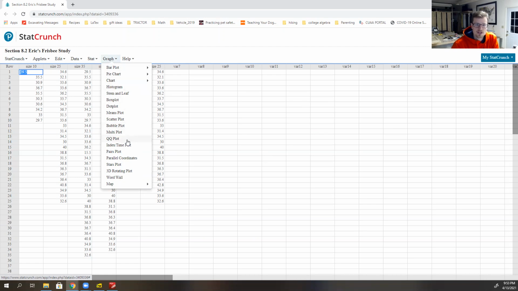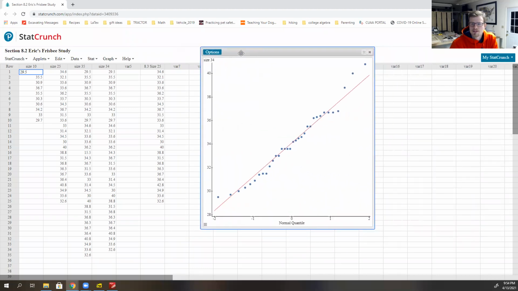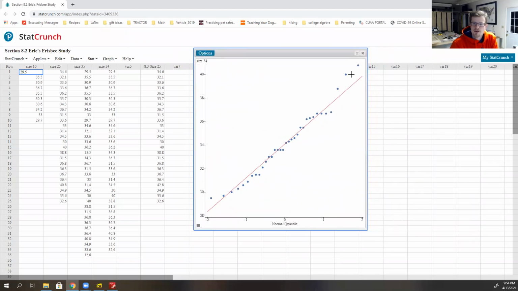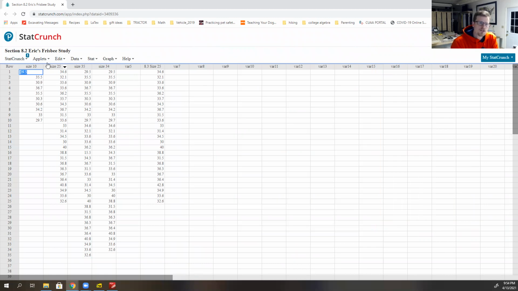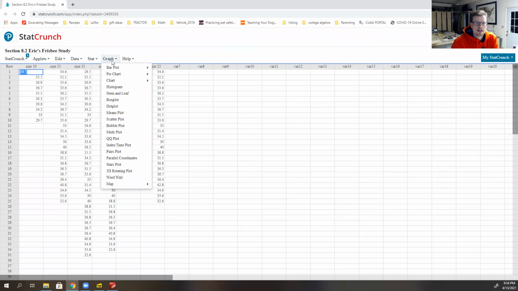we could take a look at the QQ plot, which is the normal probability plot. And we do that for the sample size 34, because that's the one we're working with here. And I think that's all that we need there. So we hit compute, and we can see that there's nothing that's crazy far off the line. So we say, all right, thumbs up. There are no outliers.